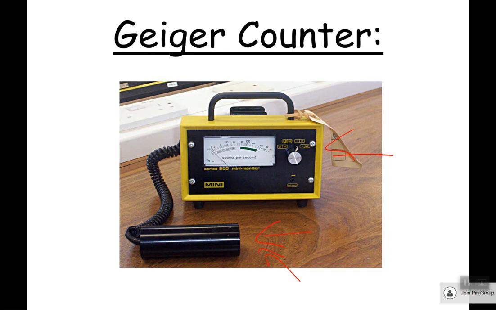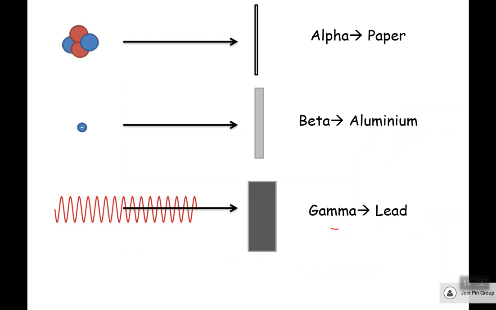But yes, Geiger-Müller tube. That's the Geiger-Müller tube, and that is the Geiger counter. Hans Geiger. So yeah, as we said earlier, alpha, paper, skin, a few centimeters of air, it can't go through. Beta, 3 to 5 millimeters of aluminium. And lead and concrete reduces gamma.